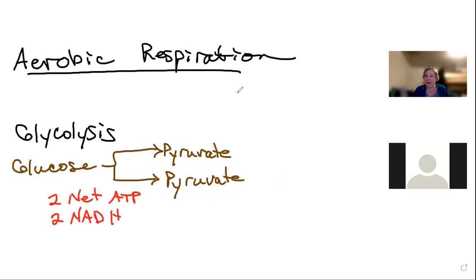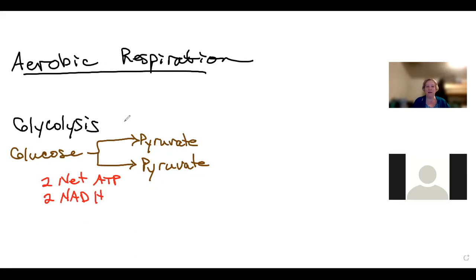Now, the last time we met, we talked about what happens if you don't have oxygen. If we don't have oxygen, we go from glycolysis into fermentation. We've got to do something with these pyruvate. We've got to restore our NAD plus to keep glycolysis going. But what we're going to talk about today is if we have oxygen, okay? The aero part of aerobic, okay? So from here, okay, we do have oxygen.